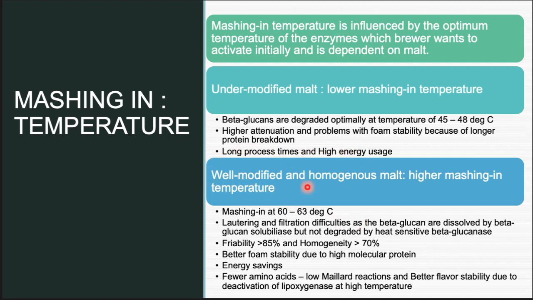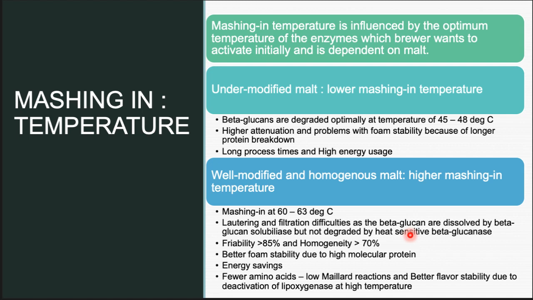Well-modified malt with a friability of greater than 85% and homogeneity of greater than 75% can be mashed in at a higher temperature of around 60 to 63 degrees centigrade. Beta-glucans are dissolved by beta-glucan solubilase at higher temperature. However, beta-glucanase will be denatured, so beta-glucan will still remain in the mash, which shall impede wort runoff during lautering and subsequently may cause beer filtration problems.